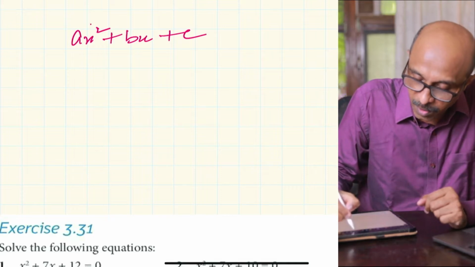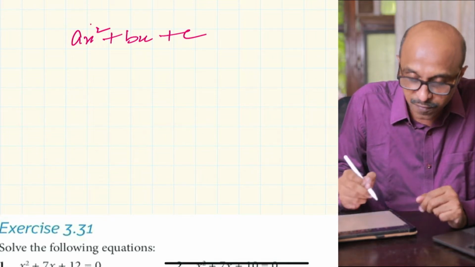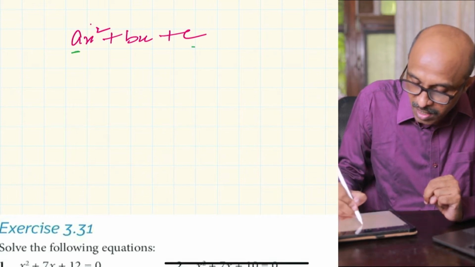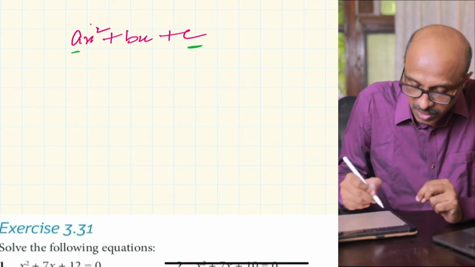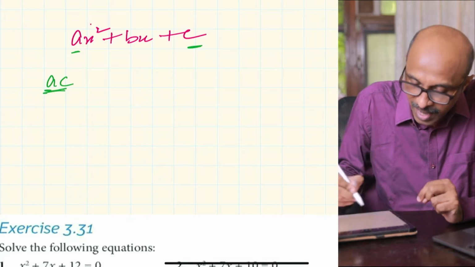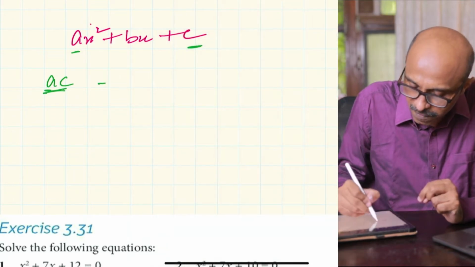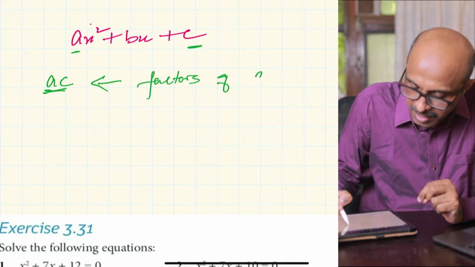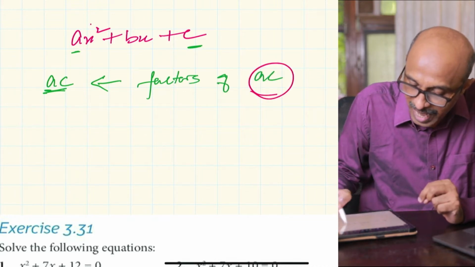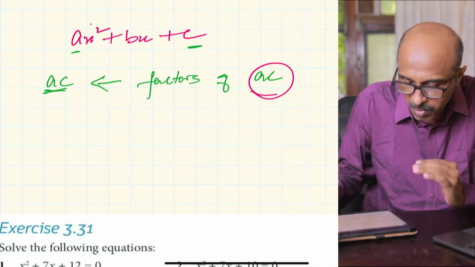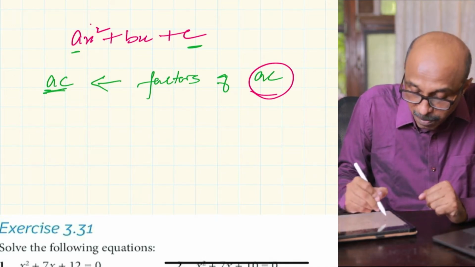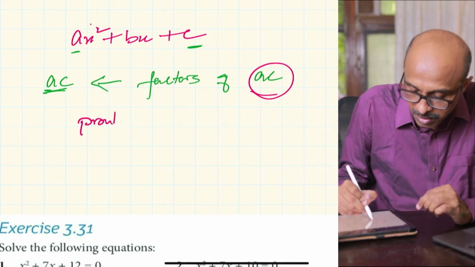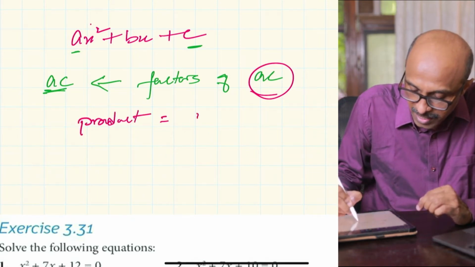Clear? All right. Now, the whole point of factoring is to find two special numbers. What are those two special numbers? Well, first we need to multiply a and c. So first you need to find the product ac and then identify factors of ac. Those are the two special numbers. Now, what's so special about them? First of all, factors means they multiply to give the product, right? So their product would be a times c.